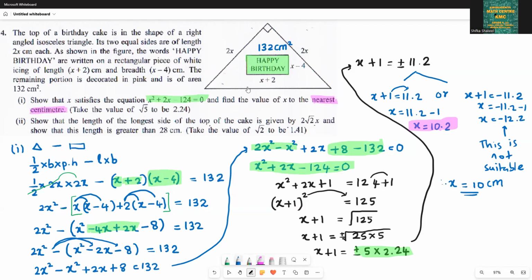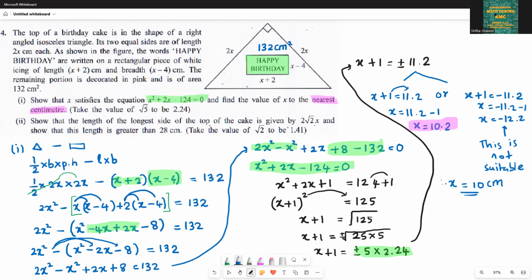So children, we have another question in this part, the second part. Show that the length of the longer side of the top of the cake is given by 2 root 2 x, and show that the length is greater than 28 centimeter. Take the value of square root 2. Here this is a right angle triangle.